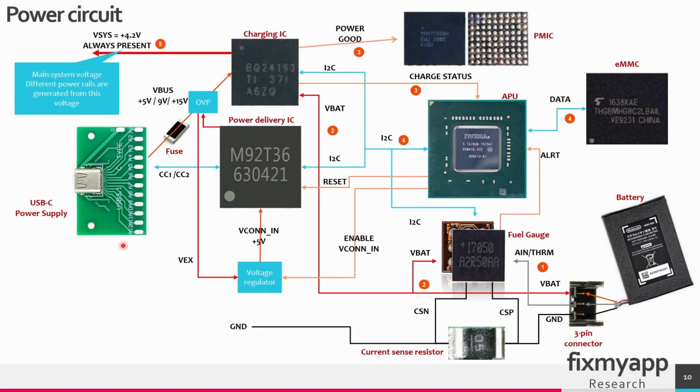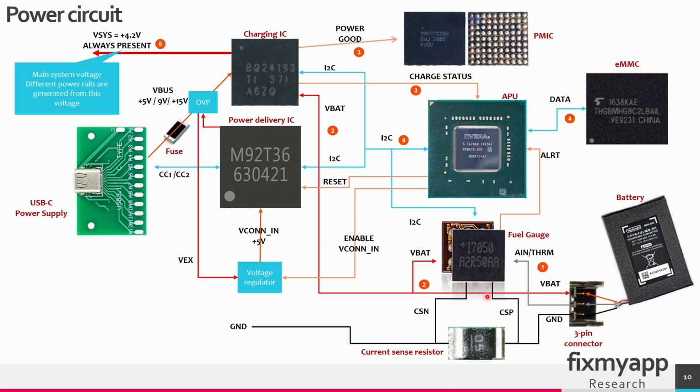In this scenario, there is no USB-C power supply cable connected, so the power does not come from the V-bus. So the M92 or the power delivery IC will not work. But how is the main system voltage being generated then? Well, that's because we have a battery, and from the battery the power will go on the VBAT line.